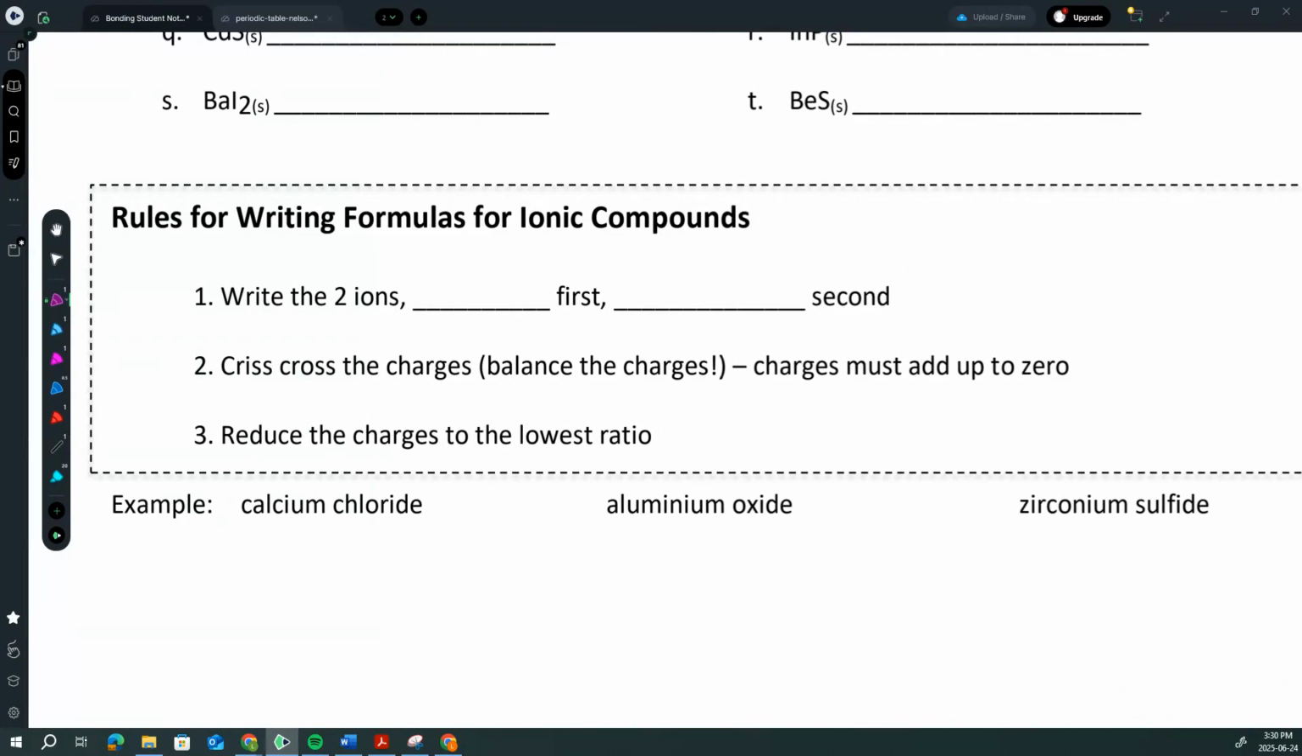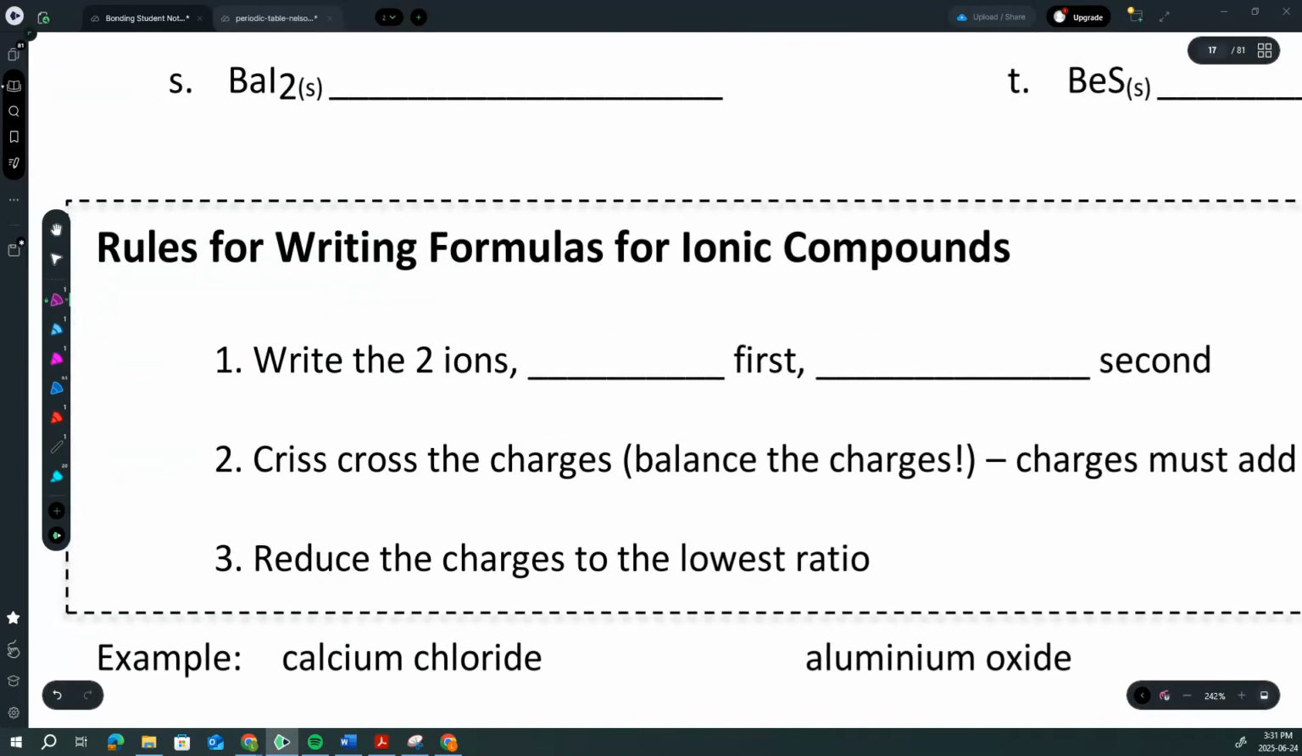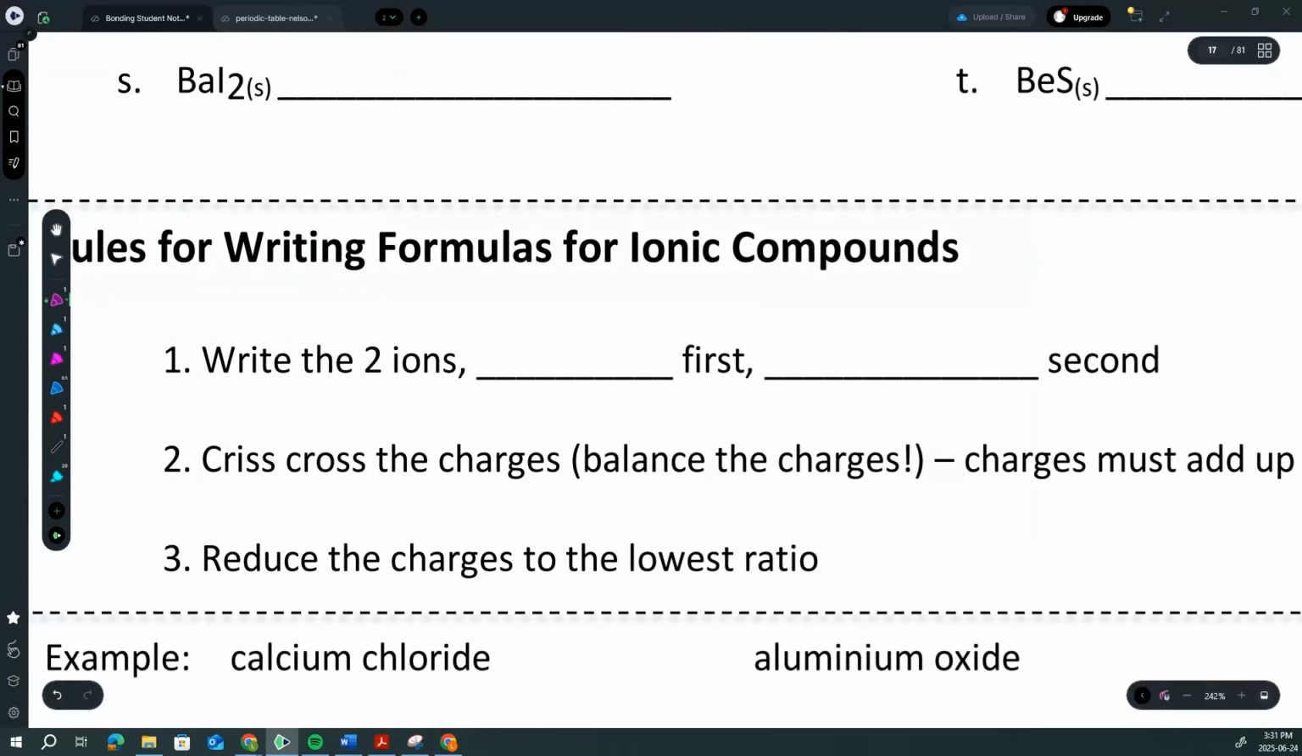First we were going from a chemical formula to a name. Now we're going the other way around. We're going to be writing a formula from the name of an ionic compound. What we're going to do first is write the two ions. Now remember, ionic compounds are made up of a metal that comes first, forever and always, and then a non-metal comes second.